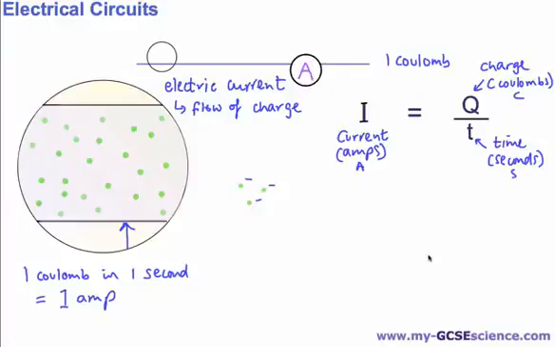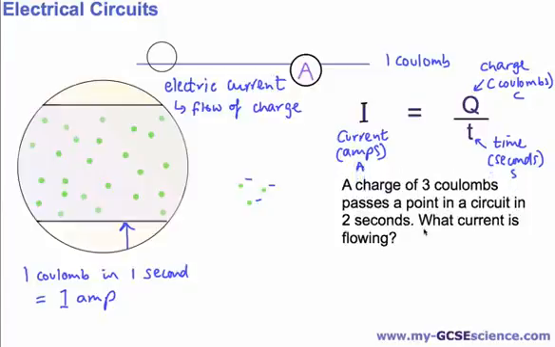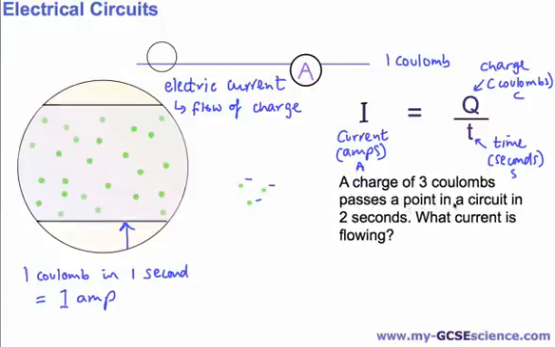So let's just do a quick worked example. We have a charge of 3 coulombs passing a point in the circuit in 2 seconds. What current is flowing? This is just a case of putting the numbers into the formula. So to answer this question, you'd have to use this formula, and we'd have Q over T, and the Q is the charge in coulombs, so that's 3, and the time is 2 seconds, so the current equals 3 over 2 equals 1.5, and what's the unit? Amps.